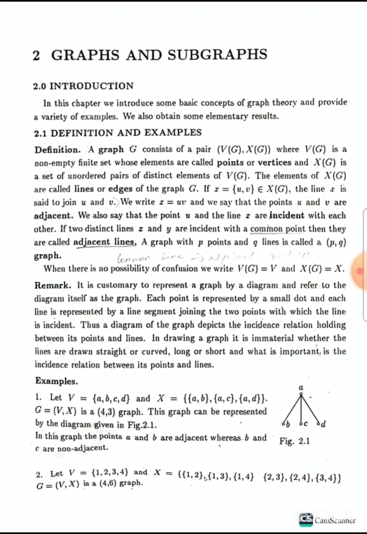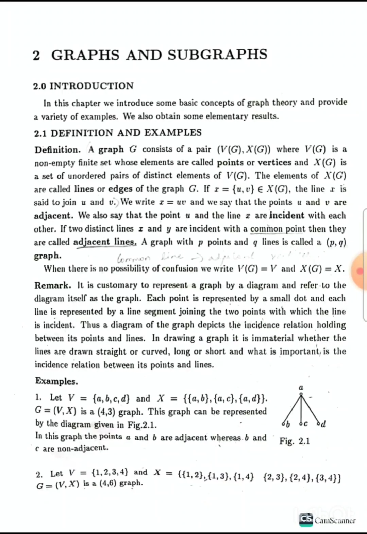In this graph, the points A and B are adjacent, which means these two vertices lie on the same line. So the line X has one end at A and another end at vertex B. So A and B are adjacent. But in this figure, we are considering B and C. These two vertices do not lie on the same line. So we can say that B and C are non-adjacent.